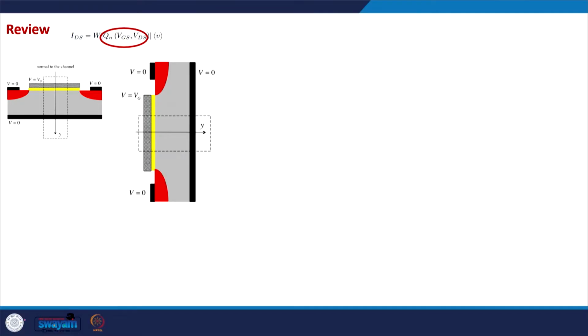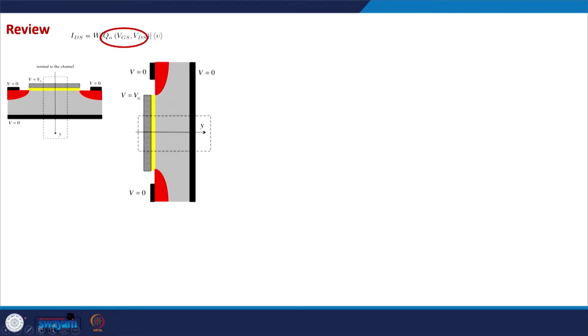Hello everyone. Today we will continue the discussion on MOSFET electrostatics, and we will formally discuss the idea of threshold voltage. I guess most of us know about threshold voltage, but this is not yet mathematically discussed. So let's quickly review what we have seen in the MOSFET electrostatics.